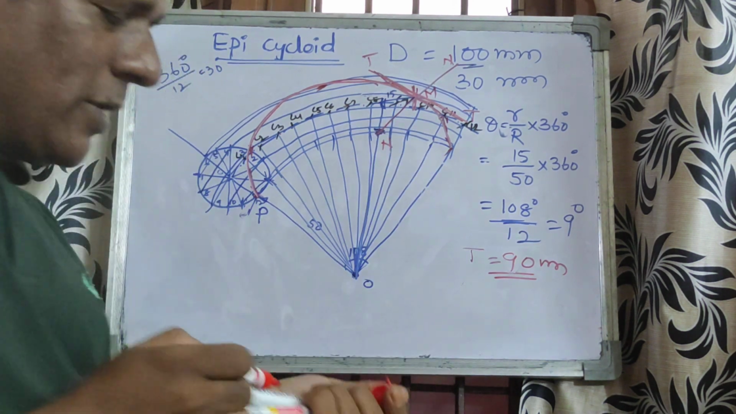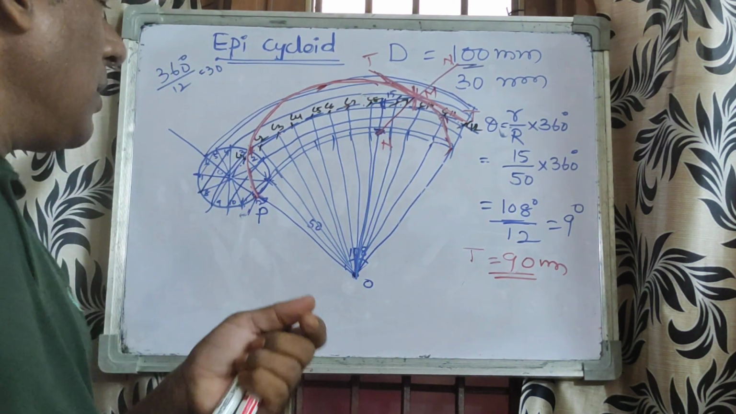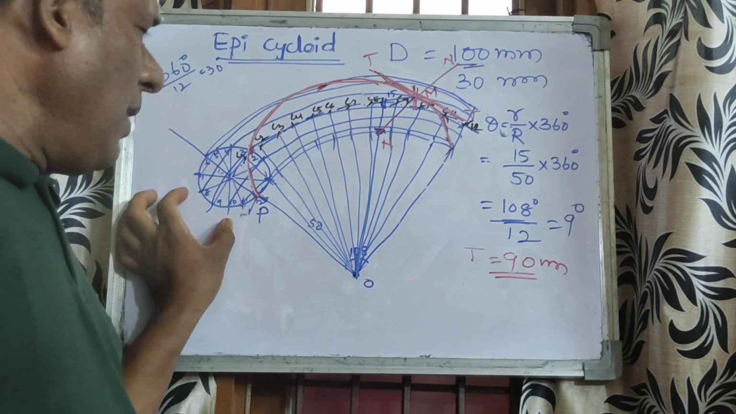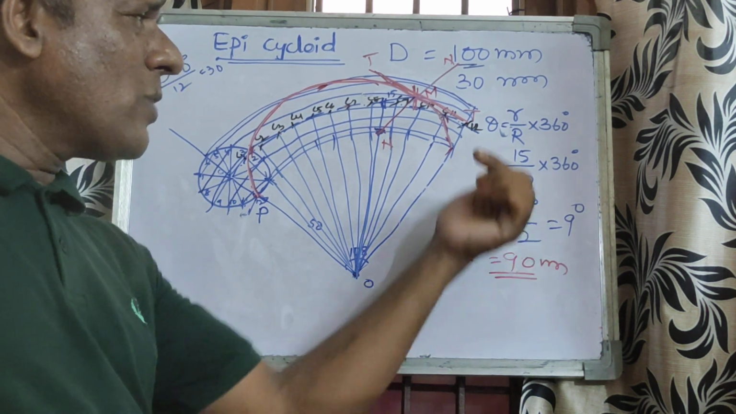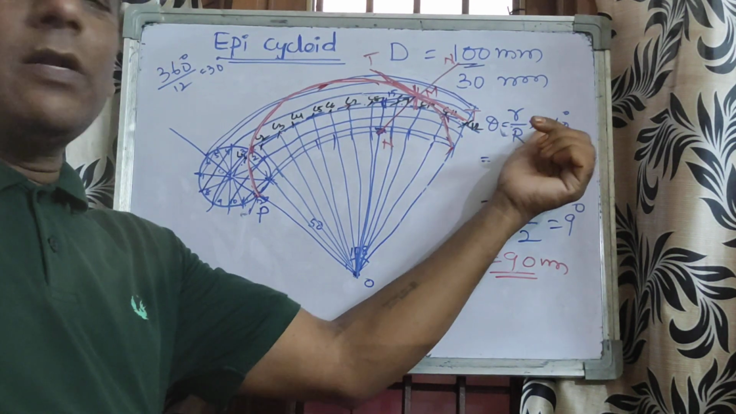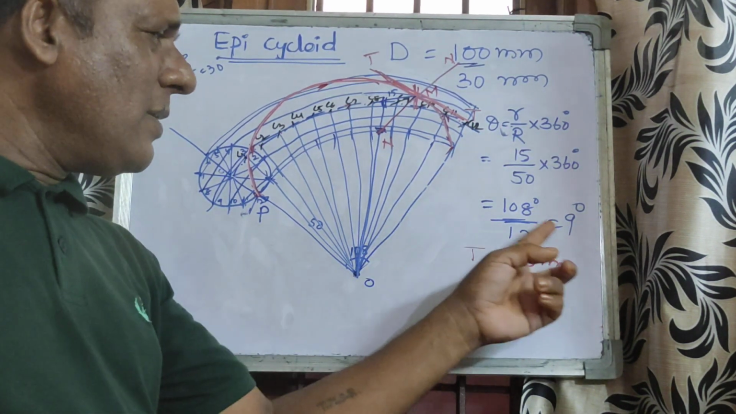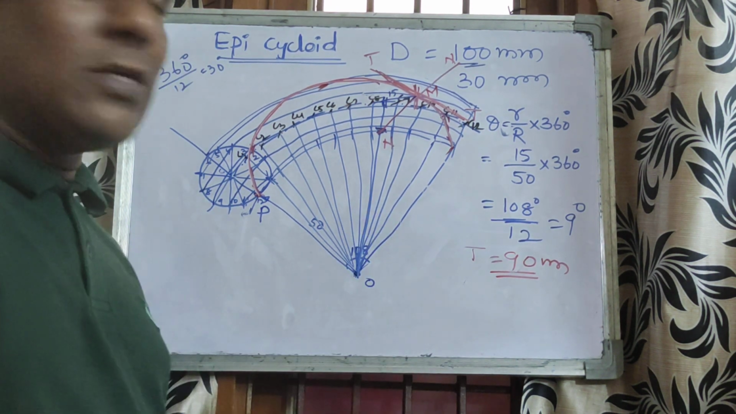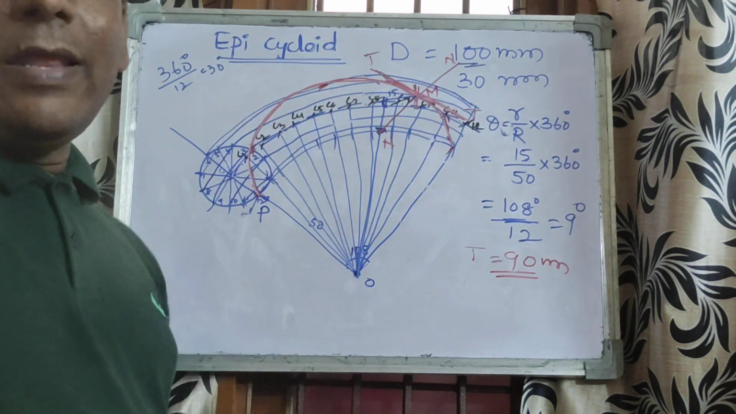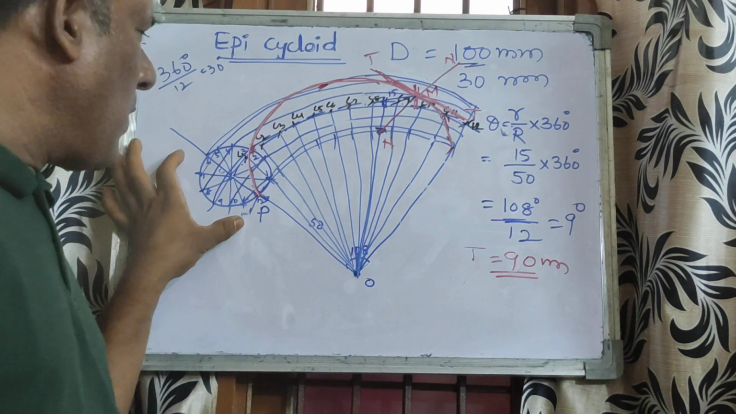Okay. So here the main thing you must focus on is first to divide the circle and calculate theta, that is 108. How to calculate: theta is equal to small r by capital R into 360. So you will get 108 degrees. Divided by 12 means you will get 9 degrees. So divide into equal 12 parts, then you will get 12 centers. Here 12 points you will get.